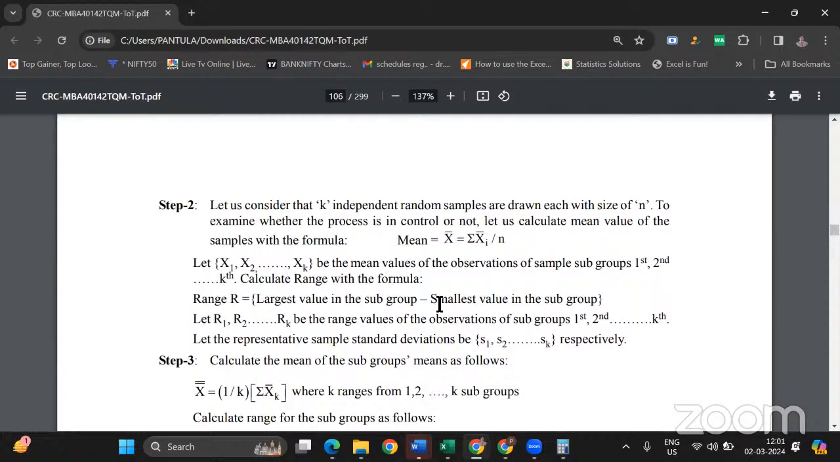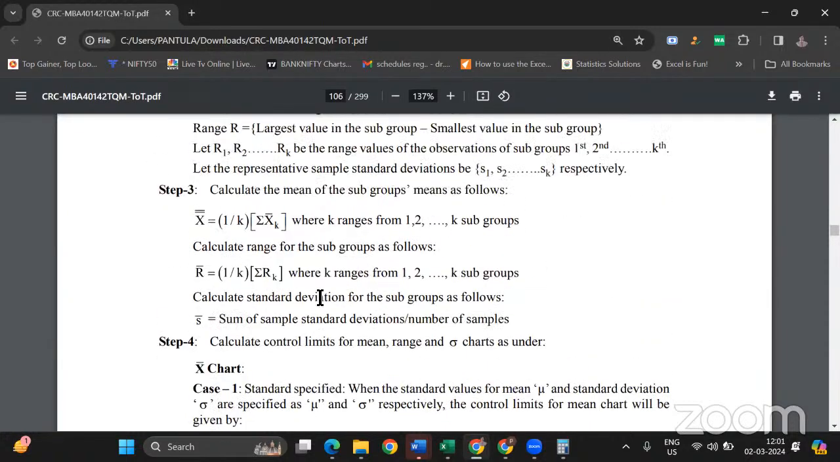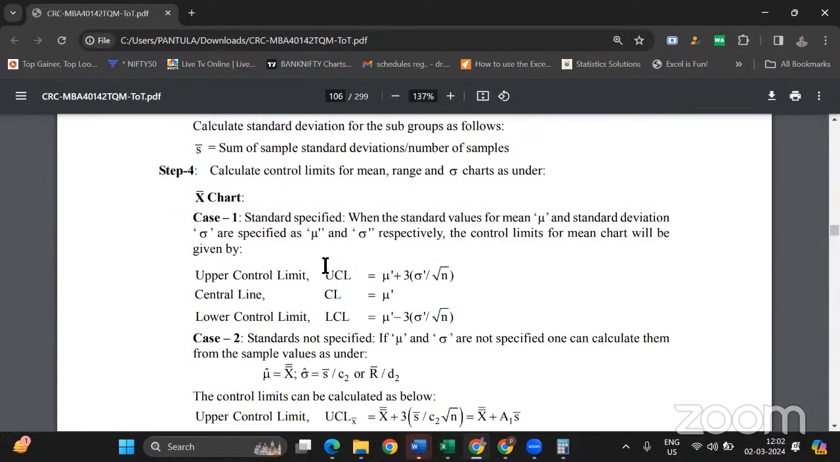So this is step 2. Step 3 is the calculation of X bar. So 1 divided by K into the summation of Xk, where k ranges from 1, 2, up to K subgroups. So we calculate the range of the subgroups like this. Now, the X bar chart.